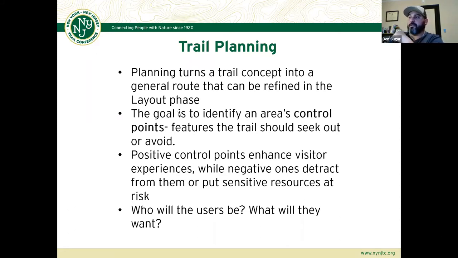And the goal with this process is to identify what are called control points. Control points are things that you want the trail to gravitate towards, to take people towards, or to avoid. The positive control points can enhance visitor experiences. It could be the destination for the trail. That's like the biggest control point. If you've got a big overlook you want people to go to, that's a big positive control point.